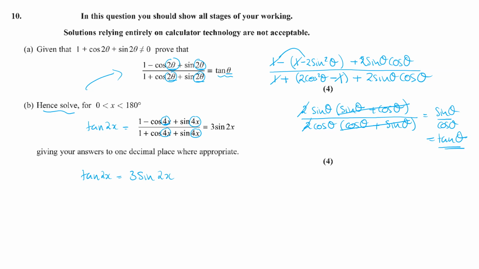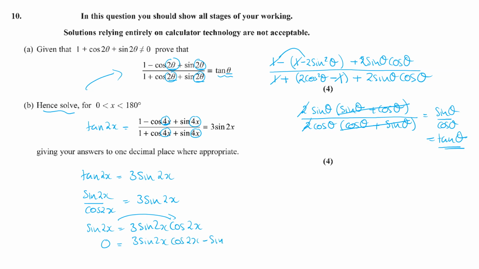Now let's replace tan with sine over cos. So sine 2x over cos 2x is equal to 3 sine 2x. Now you might think you might be able to divide through by sine 2x, but don't divide when you get a situation like this. Keep it in because you'll lose one of your solutions. If I just cross multiply now, sine 2x is 3 sine 2x cos 2x, and then take that to the other side, I'll get 0 is equal to 3 sine 2x cos 2x minus sine 2x.